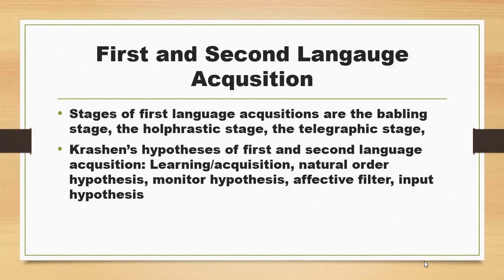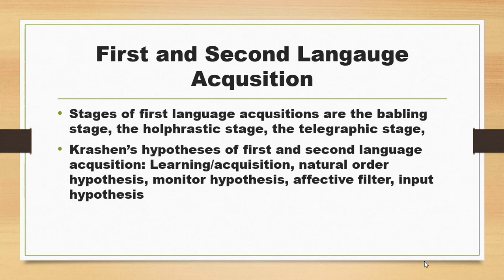Alright, so the monitor hypothesis, this means that when we speak, we keep thinking. So here there is this interference of the mother tongue. We have the affective filter that is related to anxiety, that is, students who are anxious tend to learn less effectively than other students. Alright, so the emotional side is really crucial when it comes to learning or acquiring a language.